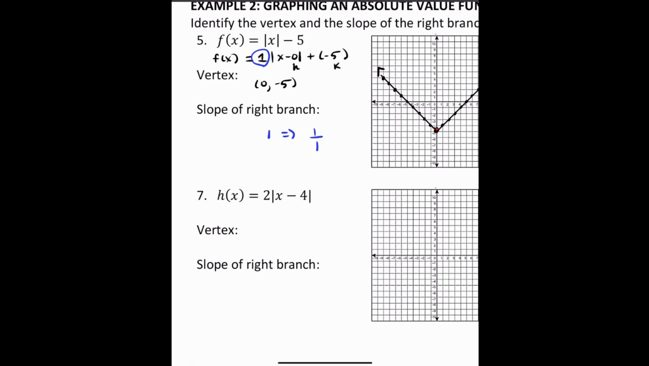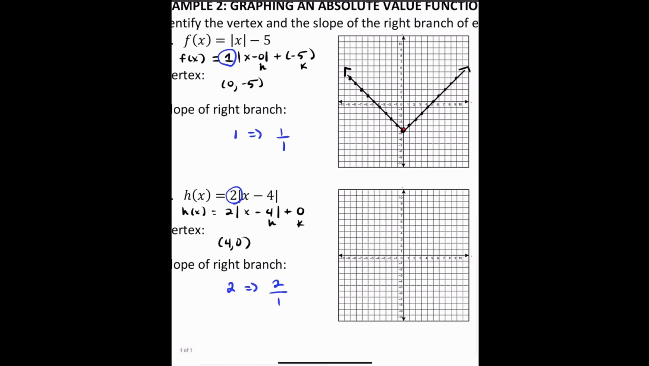Number 7, h of x is equal to 2 times the absolute value of x minus 4. I'll rewrite that as h of x equals 2 times the absolute value of x minus 4 plus 0. So here's our h, here's our k. 4 comma 0 is the vertex. And our slope is 2, which I'll rewrite as 2 over 1. Which means we're going to go up 2, right 1.